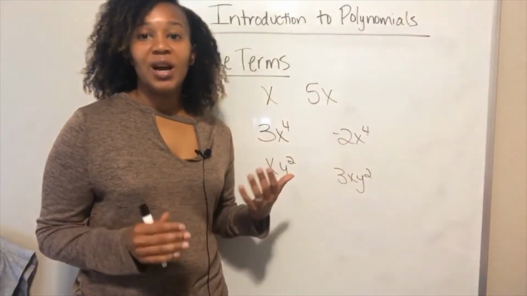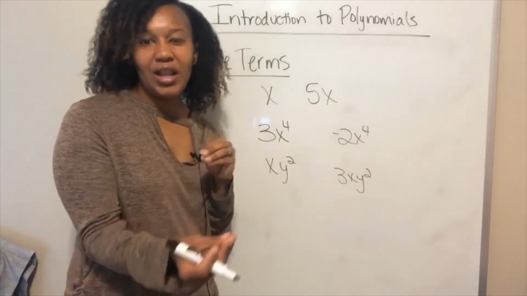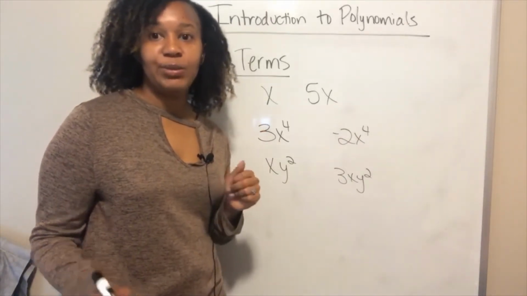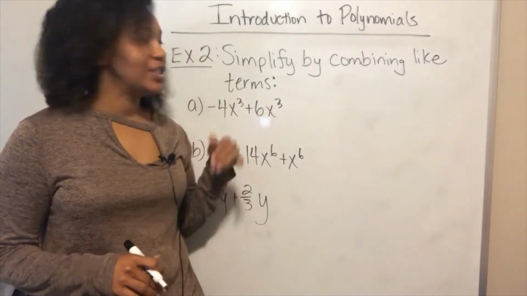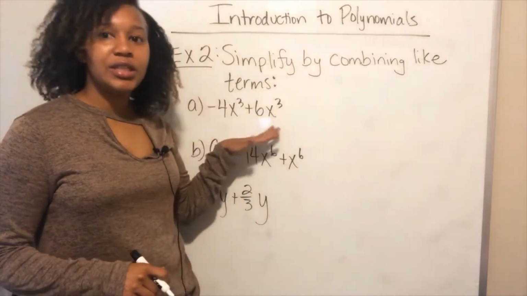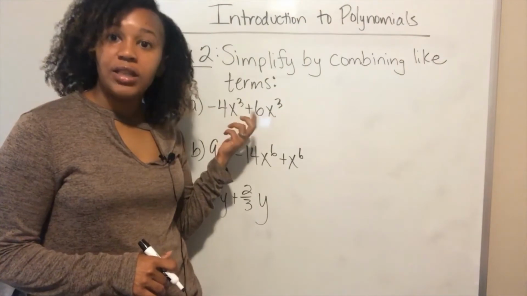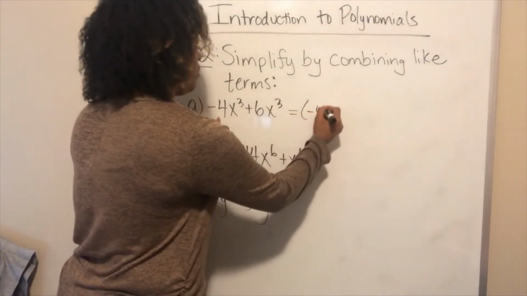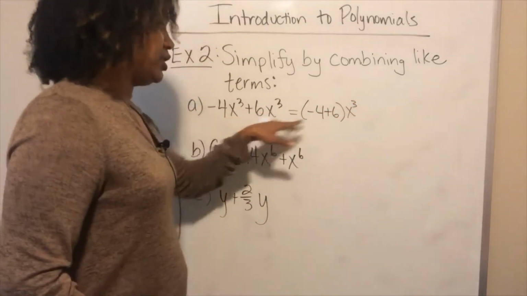So we want to talk about combining like terms. What does that look like? That means any terms that are alike, you can bring them together. So let's look at some examples on how to combine like terms. In this second example, we want to simplify by combining like terms. Starting with part A, we have -4x to the third plus 6x to the third. These are both like terms because they both have x to the third. So we would combine the -4 and the 6, and the x to the third is the same in both.